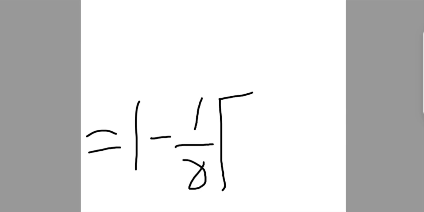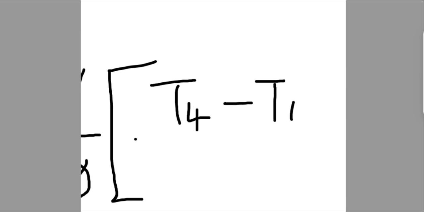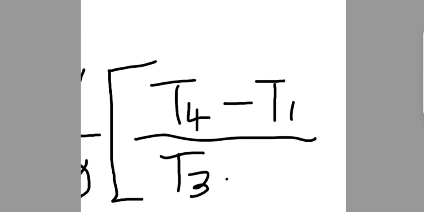We have our brackets of T4 minus T1 over T3 minus T2.